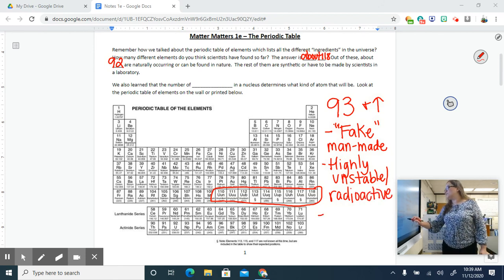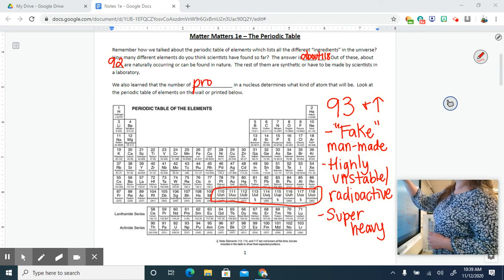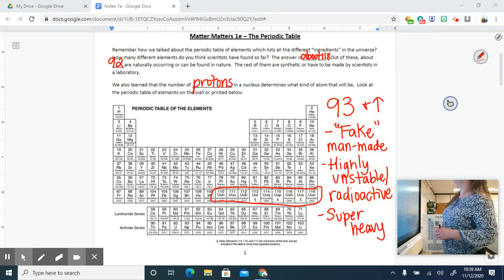And they are super heavy. And that should be one word, but I didn't quite have room. Super heavy just means they're very massive. So we also talked about the fact that the number of protons in the nucleus is what determines what kind of atom it's going to be. So if I say I have 6 protons, I know that is carbon. If I say 26 protons, I know it's iron, can't be anything else.